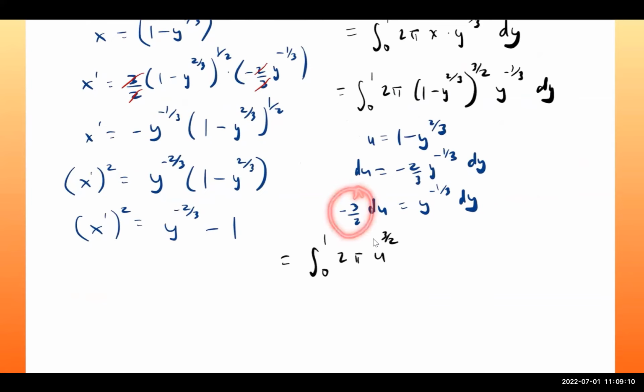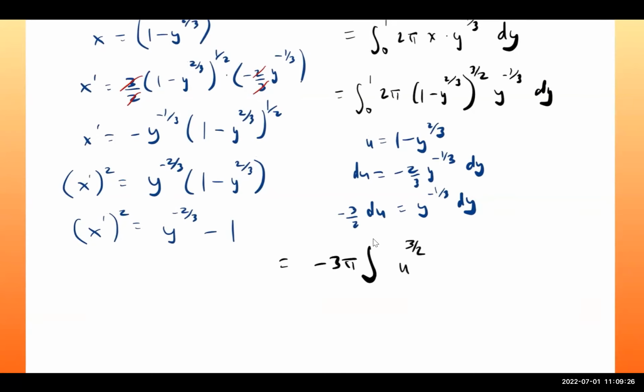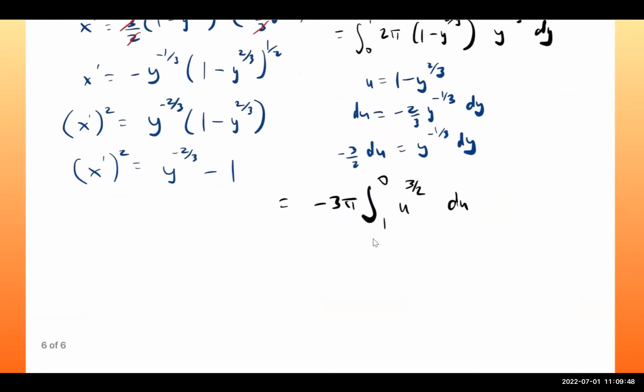And actually, because there's a negative 3/2, that's going to cancel out the 2s. You're going to have a negative 3 pi in the front. So let's write the negative 3 pi in the front. Our limits change. Now we have u to the 3/2 with respect to u. And now let's look at what happens to the limits. If you substitute 0 in for y, you're going to get 1 for your lower limit. And if you substitute 1 in for y, you're going to get 0 for your upper limit. Okay, and so there we go.